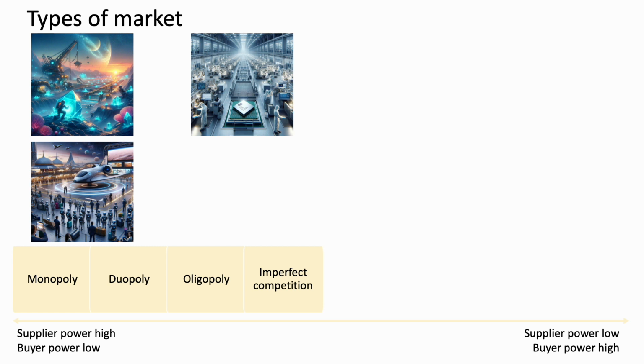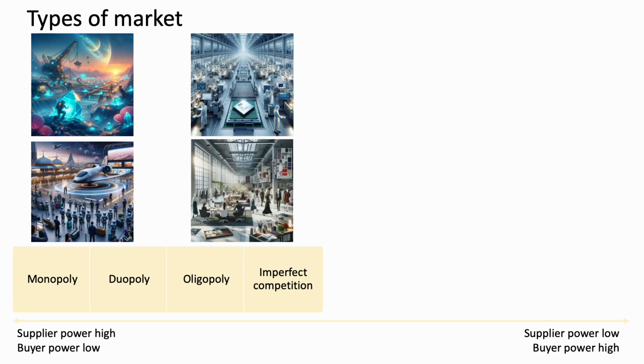Imperfect competition. Here, many suppliers offer products that are similar but not identical. An example is the fashion industry, where numerous brands offer clothing that differs in style, quality, and price, allowing them to target specific market niches.